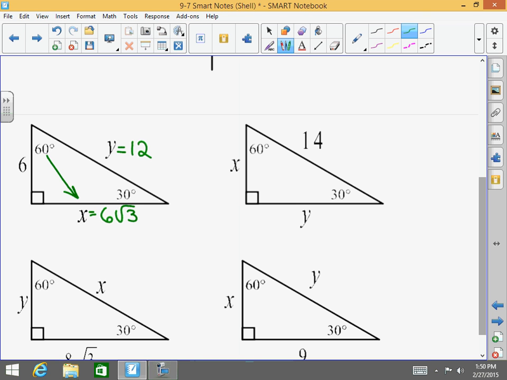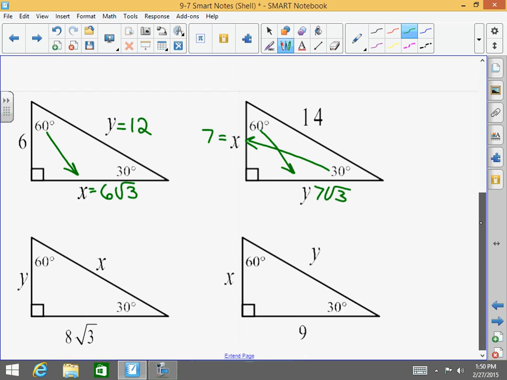Scenario 2, they can give you the hypotenuse. Now, isn't the hypotenuse twice the small side? So if the hypotenuse is 14, what would my small side across 30 be? 7. Now that I know my small side, what would my side across the 60 be? 7 square root of 3. Pretty simple there as well.